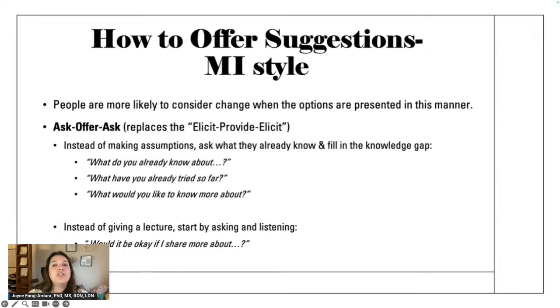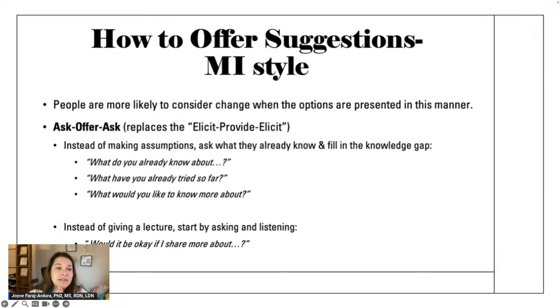So the main way to do it, which used to be known as elicit, provide, elicit, is now known as ask, offer, ask. So instead of making assumptions about what clients already know, we can go ahead and ask them, and then we fill in the knowledge gap.